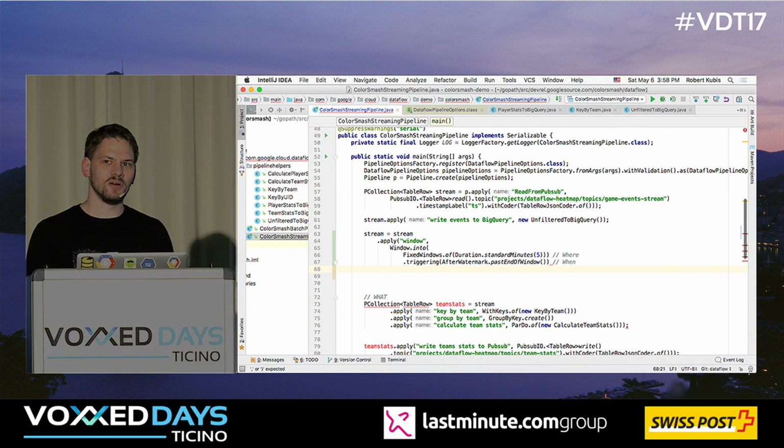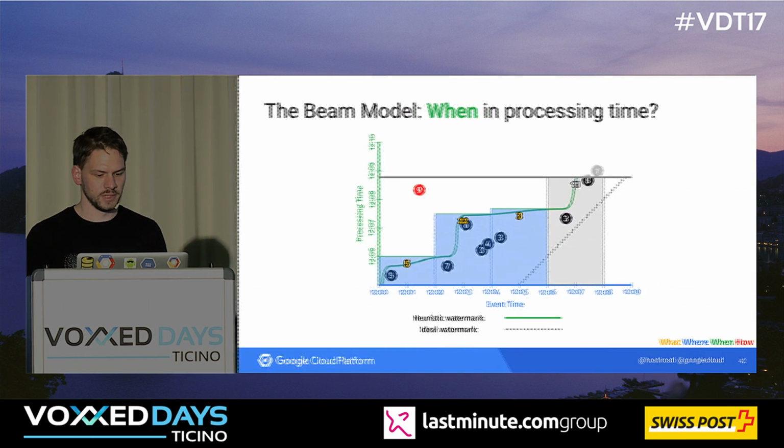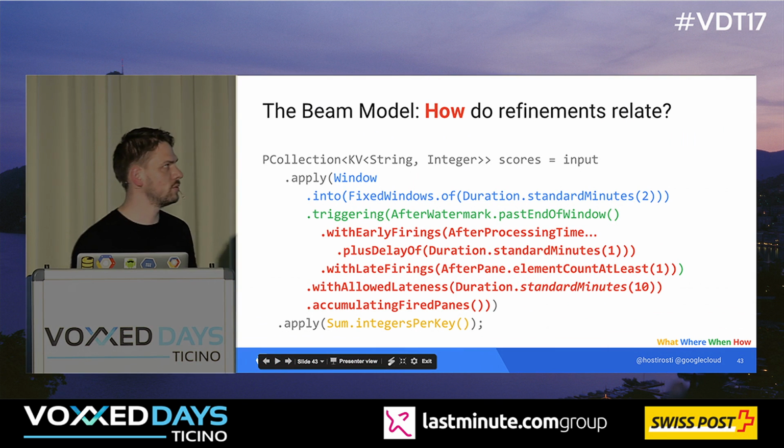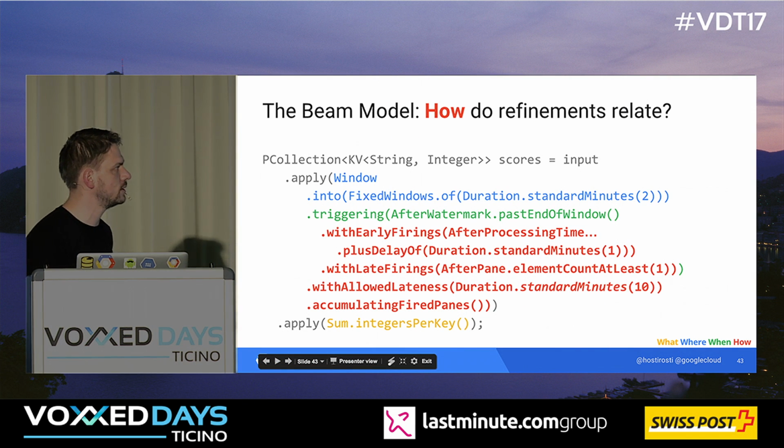But it doesn't account for what if I want earlier results, or what if events come later. We saw in the beginning that events can be unbounded and can be delayed. So I still have to refine what I do with data that comes in late. And that is where we come to the fourth question: how do refinements relate?